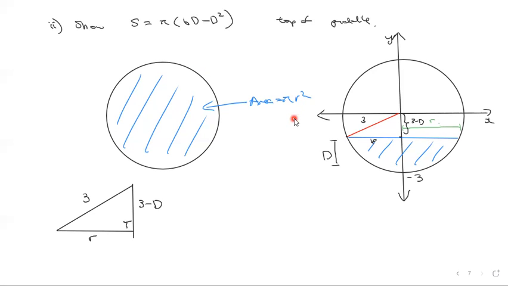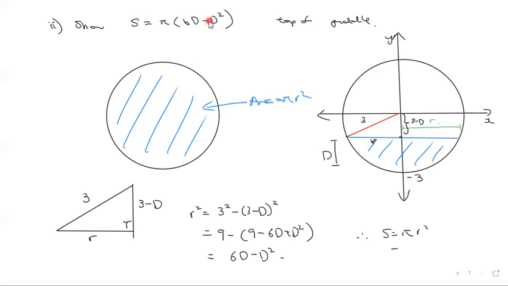So r squared must equal 3 squared minus 3 minus d all squared, which is 9 minus 6d plus d squared, which appears to be 6d minus d squared. And therefore, S equals pi r squared is as required. And that's how you do it. Make sense?